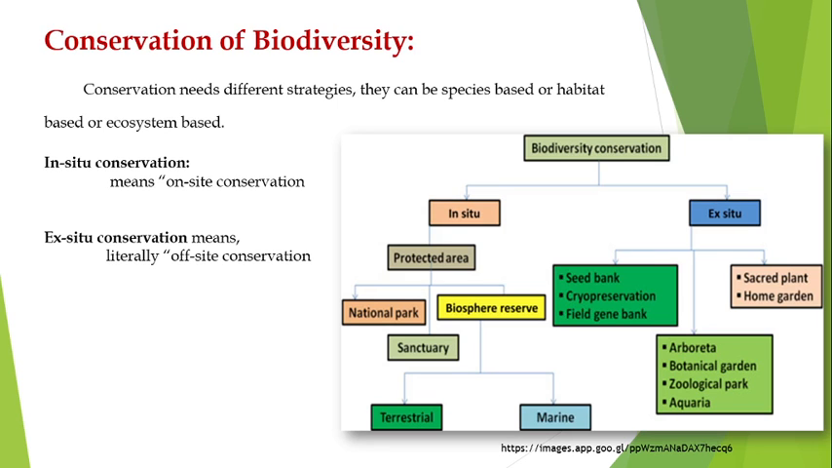Then ex situ conservation literally means off-site conservation. It is the process of protecting a population of an endangered species of plant or animal by removing it from an unsafe or threatened habitat and placing it or a part of it under the care of humans. While ex situ conservation comprises some of the oldest and best known conservation methods known to humans, it also involves newer, sometimes controversial laboratory methods.